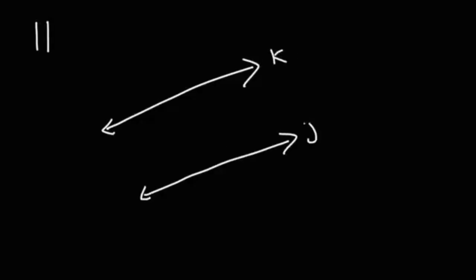This symbol means that the two lines are parallel. So let's say we have line K and line J. These lines are parallel, they don't intersect. So you could say that J is parallel to K.